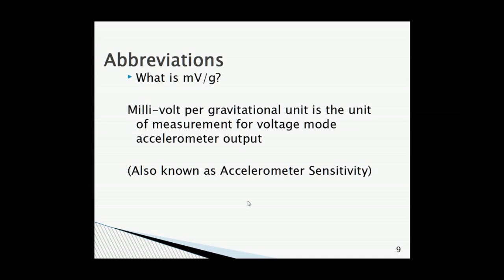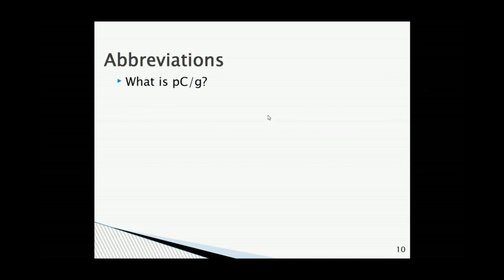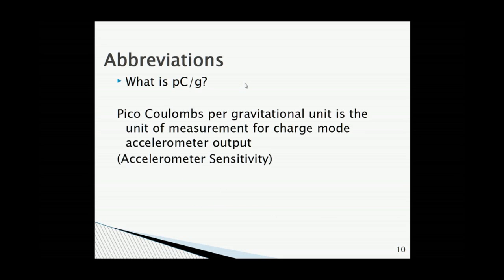It's usually a standard. Now the other type of accelerometer is a charge type accelerometer, which uses a unit of measurement called picocoulombs per G. Once again, picocoulombs per gravitational unit is the unit of measurement for charge mode accelerometer output, which is also an accelerometer sensitivity. It's an accelerometer sensitivity for a charge type accelerometer.